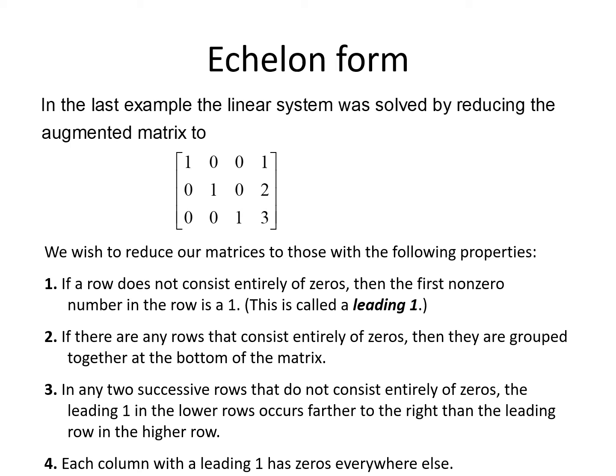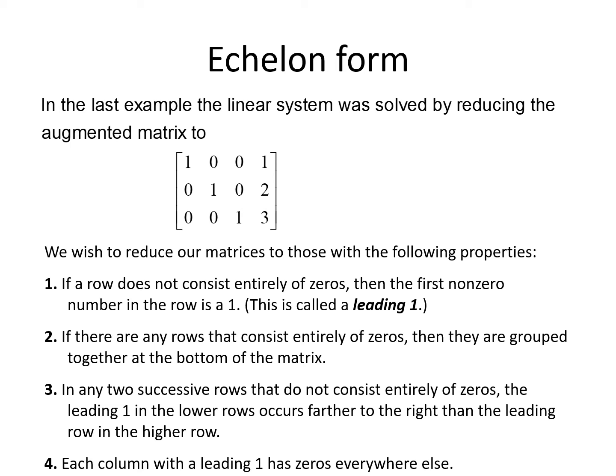The second condition is, if there are any rows that consist entirely of zeros, then they are grouped together at the bottom of the matrix. So in this matrix there does not exist any zero row.